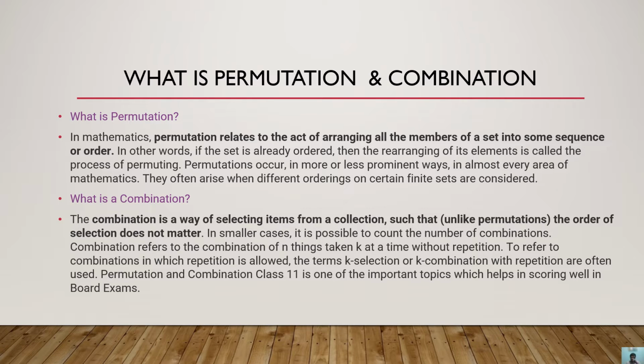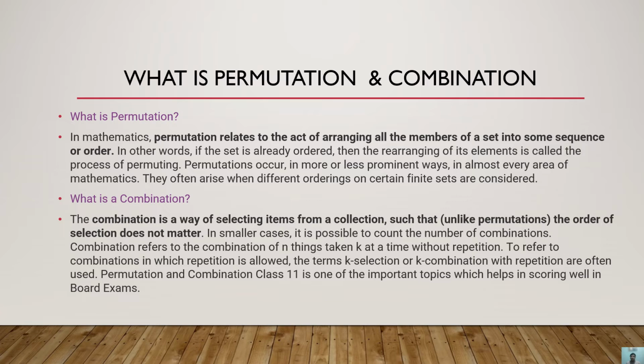While the combination is a way of selecting items from a collection such that, unlike the permutation, the order of the selection does not matter. So in smaller cases, it is possible to count the number of combinations, which refers to the combination of n things taken k at a time without repetition. To refer to the combination in which repetition is allowed, the terms k selection or k combination with repetition are often used. So permutation and combination, these are two related things.